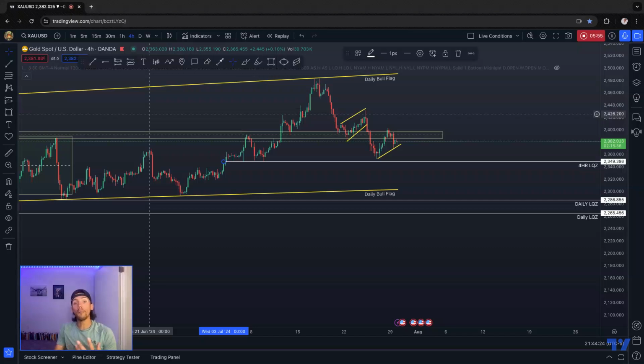Some people have a better time finding bullish trends. Some people have a better time finding bearish trends. And for myself, I have a really good time spotting bullish trends. So when I'm in a scenario like right now, particularly in the bullish trend scenario, I have a really good time spotting ascending channels.